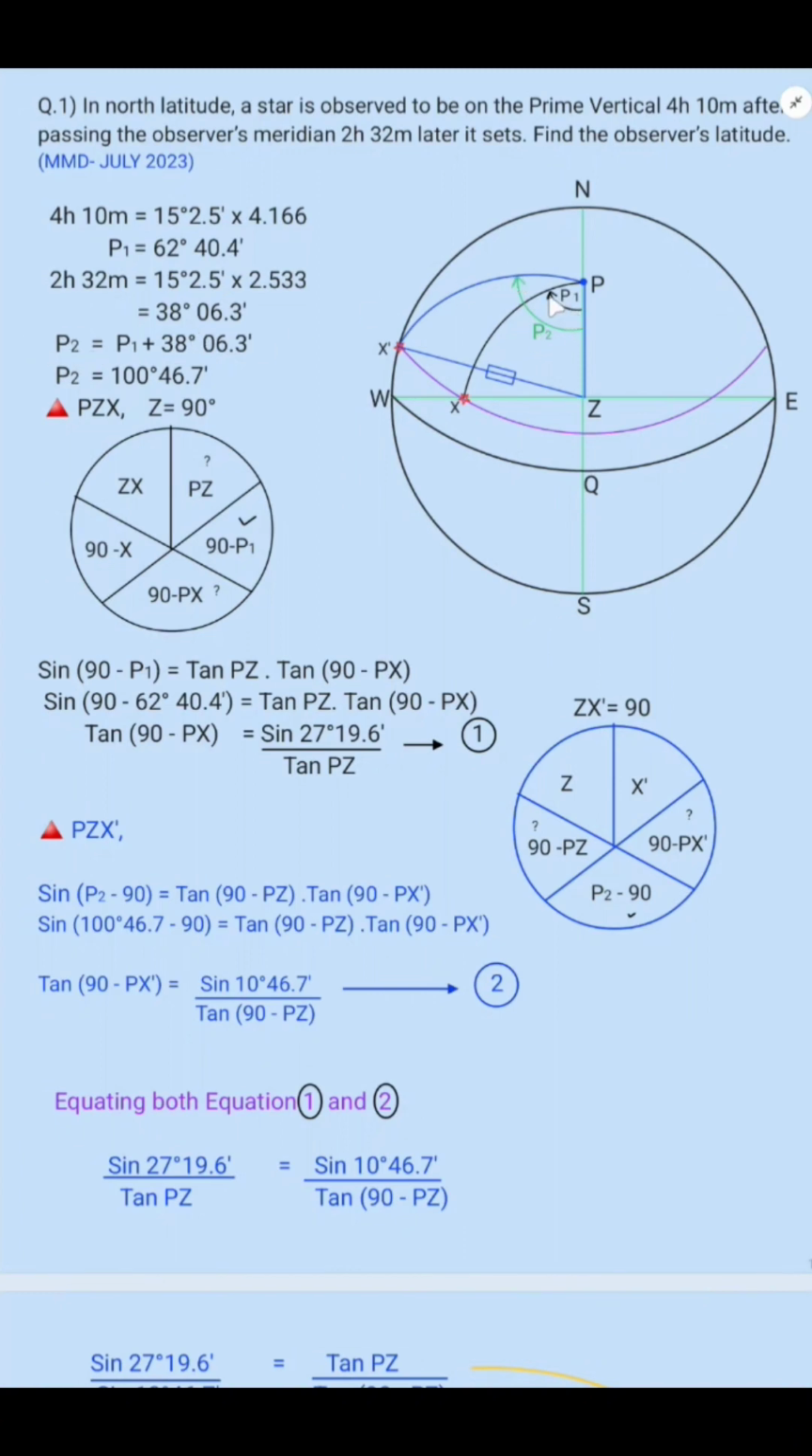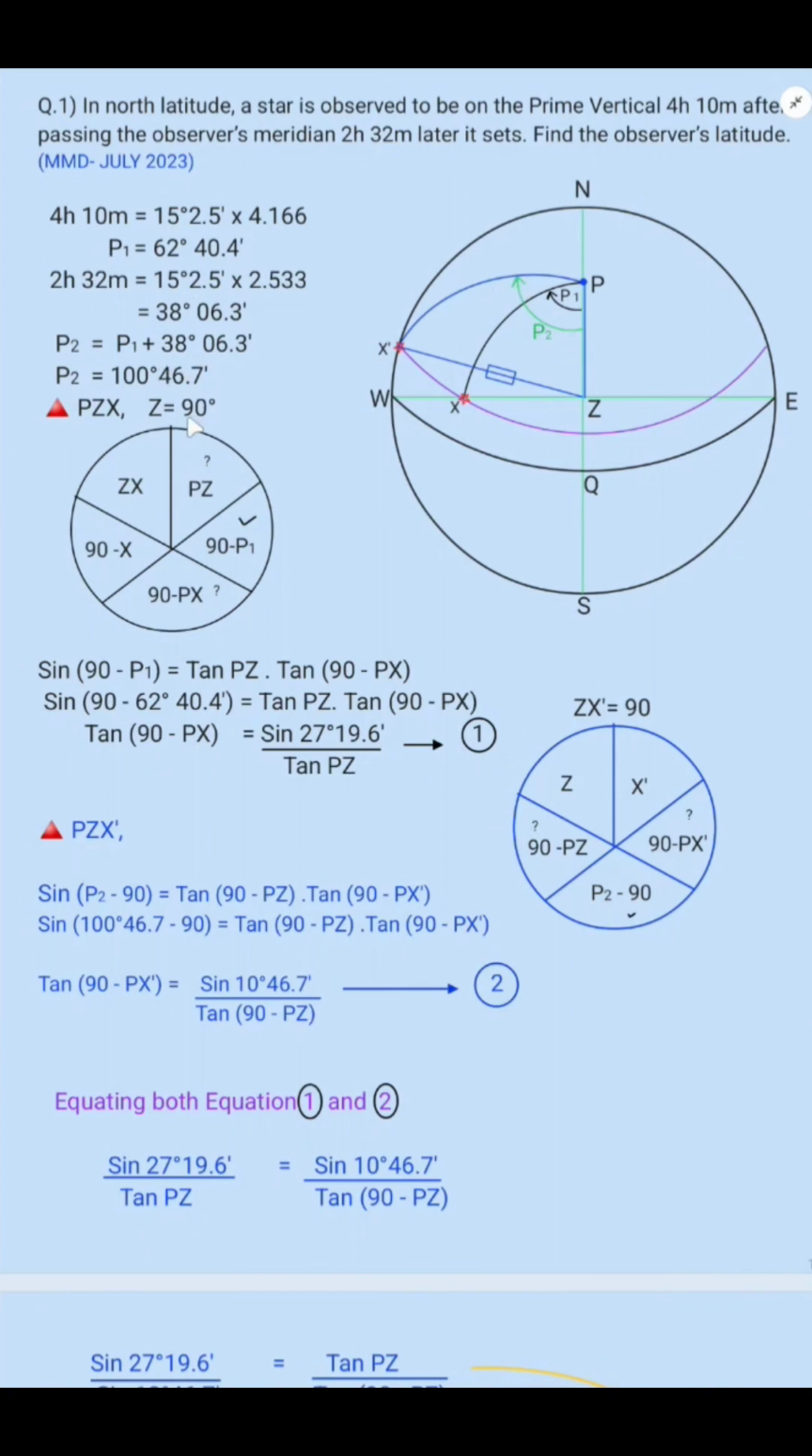P2 is P1, this angle, plus this angle. We have already calculated P1, this one, 62 degree 40.4 minutes, plus this angle, the duration for 2 hours 32 minutes, that is P1 plus 30 degree 06.3. So P2 comes to 100 degree 46.7. This angle we got is 100 degree 46.7.